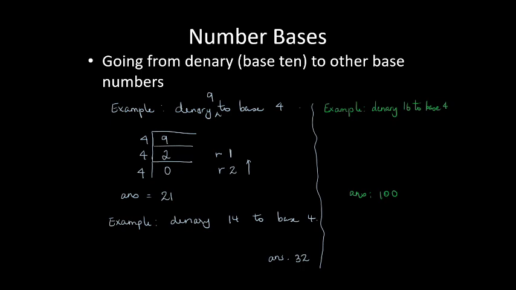Okay, so we want to convert our base 10 number to a base 4 number. So as you can see here, we set it up just like this, like a ladder. And we want to convert 9 into base 4. So we divide 9. We said 4 into 9 can only go 2 times. And it leaves a remainder of 1.